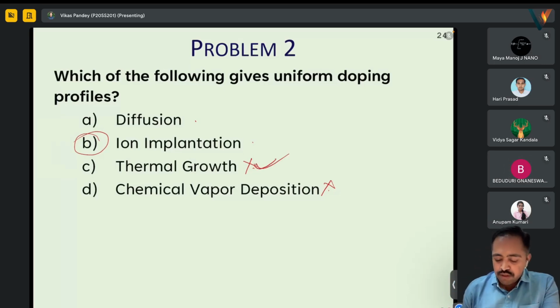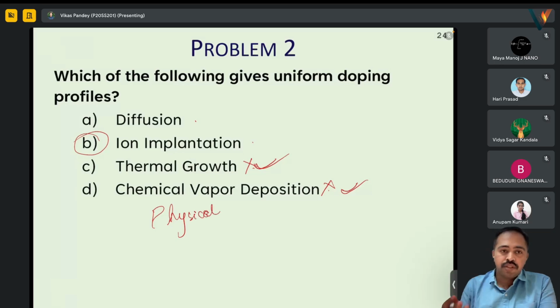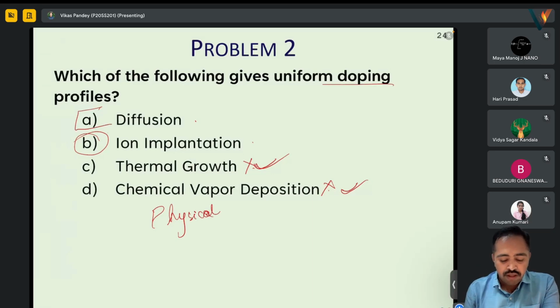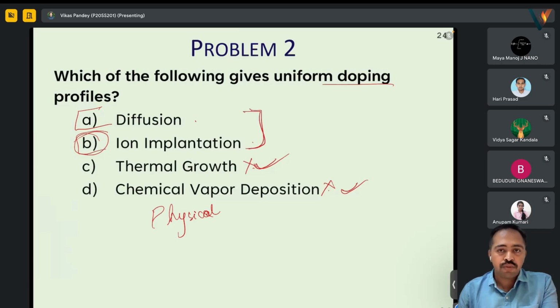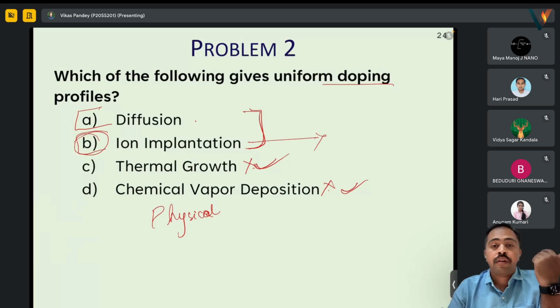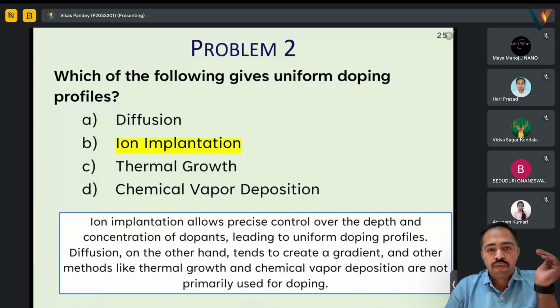This is a growth technique. This is a deposition technique, and then we have physical vapor deposition also. That is a deposition technique. So when we are talking about doping, it can be done by diffusion and ion implantation. So ideally, we are comparing between these two. And in case of ion implantation, we will get a better doping profile.